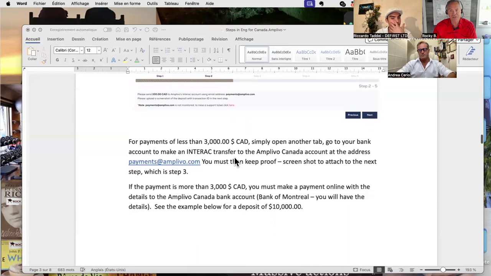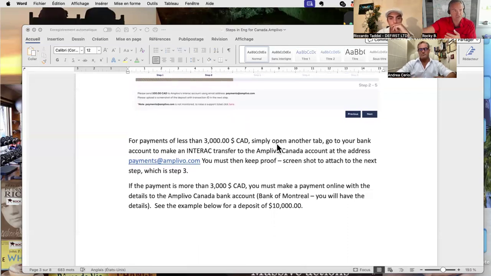So for payments less than $3,000, you open a new tab, you make your transaction, and take a screenshot because you're going to need it to prove that you sent the money. And the address is payments@amplivo.com. Once in a while, people open a ticket. They say, hey, I sent the money, but they sent it to payments without an S. Nobody will receive it because the address doesn't exist, but the bank doesn't know that. You tell the bank where to send the money. So it's your responsibility to make sure it's payments with an S at amplivo.com.